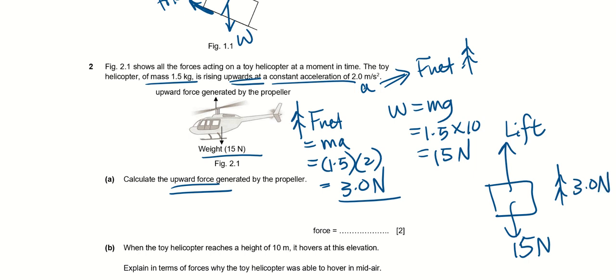And there is also a resultant force of 3 Newton. How do I get 3 Newton? Because I am given acceleration, I have mass, I can get my F net. And F net is calculated to be 3 Newton upwards. Therefore, lift force must be 18 Newtons. If not, I'm not able to get 3 Newton with the weight of 15 Newton acting downwards.